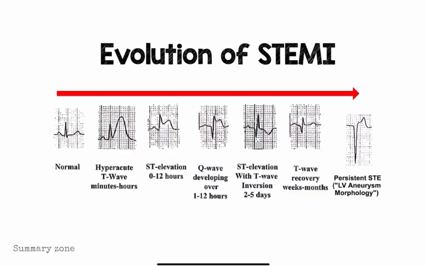There's also a classic evolution of ECG changes in STEMI. The earliest sign can be a tall positive hyperacute T wave. This is followed by the characteristic ST segment elevation. Over hours to days, you may see the development of a Q wave. And finally, the T wave will invert.